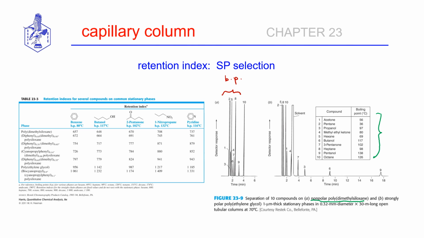If you look at the analogous separation on a strongly polar stationary phase column, polyethylene glycol, having everything else held constant, the thickness of the stationary phase, the inner diameter of the column, and the length of the column. So now we are getting separation in which pentanol, probably the most polar, is coming off last as predicted. Butanol, an alcohol, is also coming off second longest, etc.